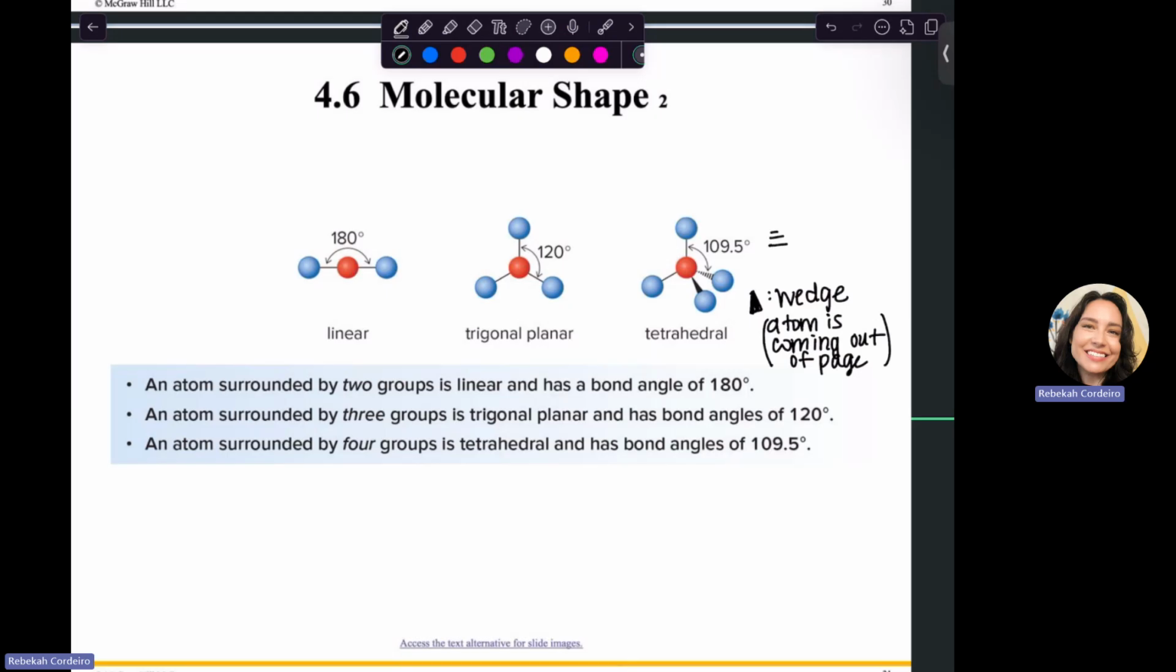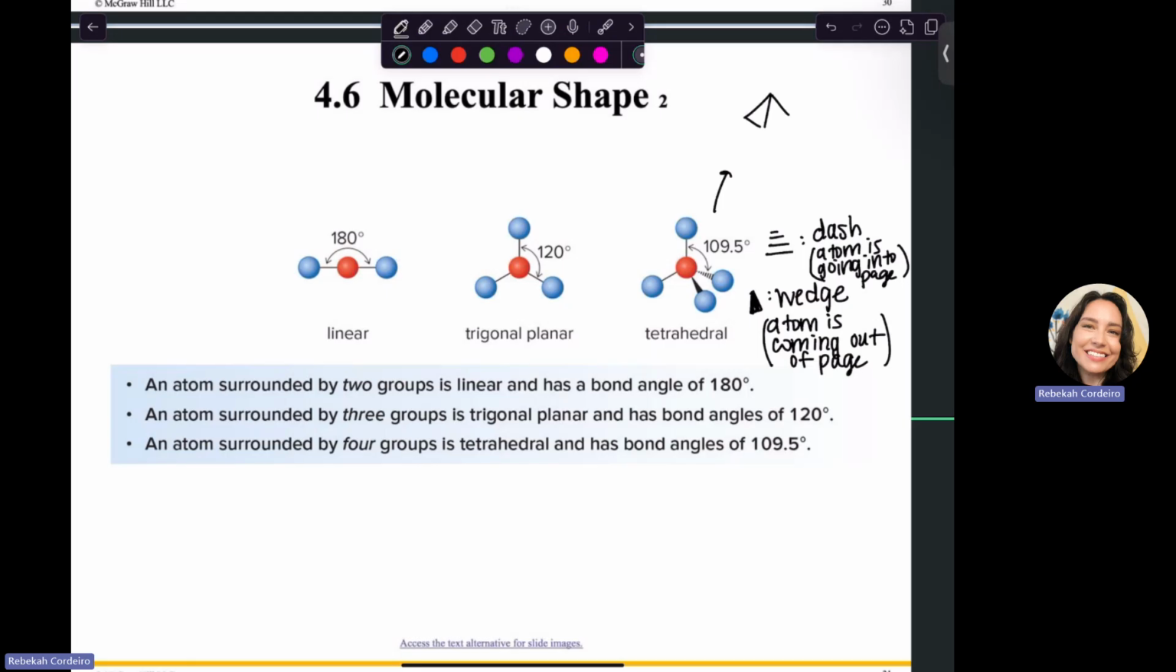Then we also have the dash. This means the atom or the group is going into the page, so back into the page. These two, the wedge and the dash, really help you get a three-dimensional feel. So I want you to think about tetrahedral as like a pyramid.